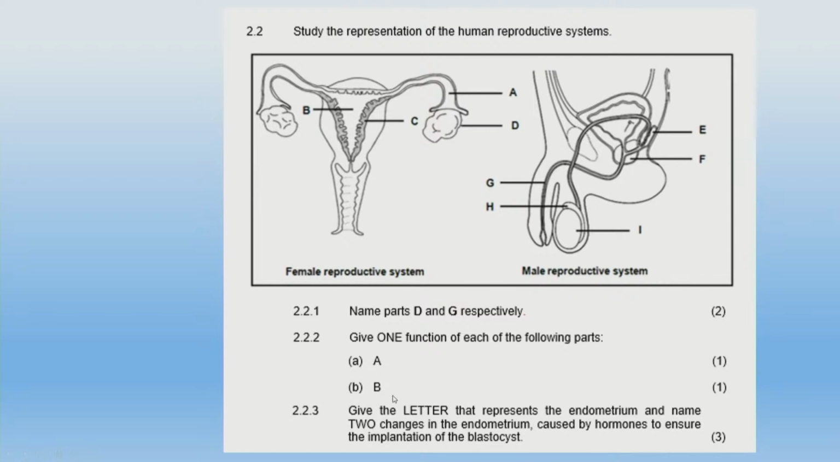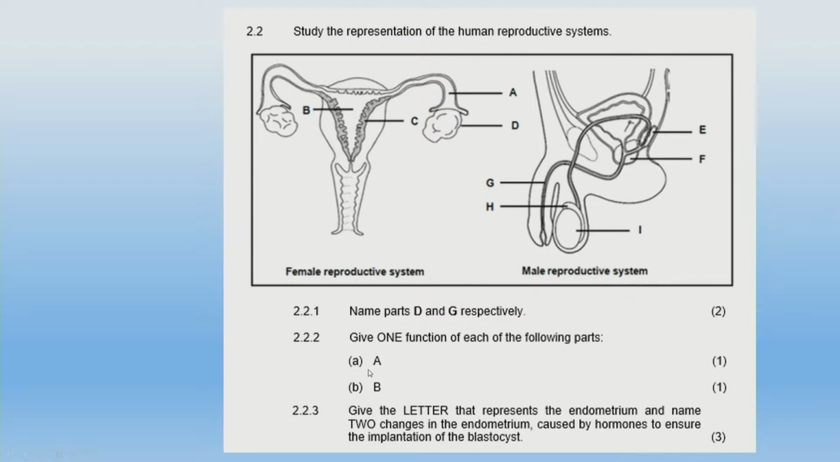And then let us look at number B. Structure number B. Okay, here is number B. The function of number B is where the embryo or fetus develops from implantation to birth. So that is the function of number B.